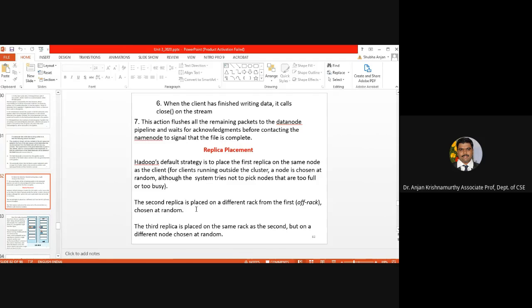The third replica of that particular file is placed on the same rack as the second one, but on a different node in that rack. For example, it may look something like this.